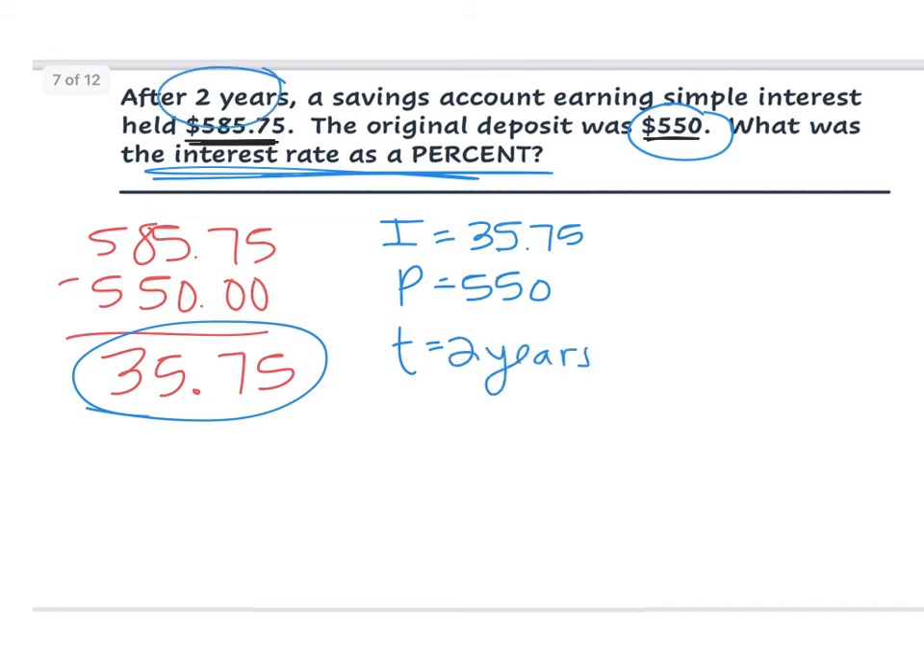So now we're going to use our magic equation. Interest equals principal times rate times time to solve for our missing R, interest rate. So let's plug in what we know. Interest, $35.75 equals principal, $550, times rate, we don't know, times 2 years.